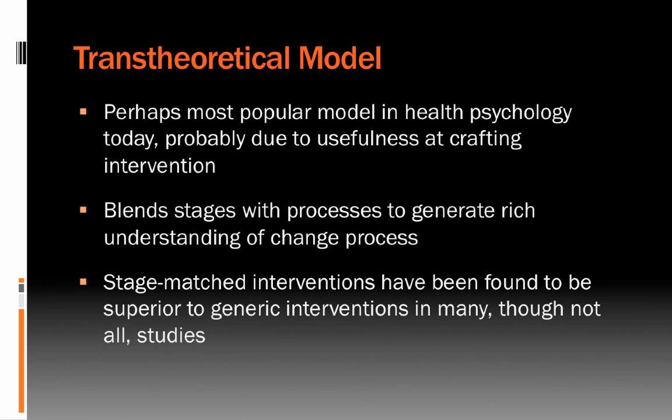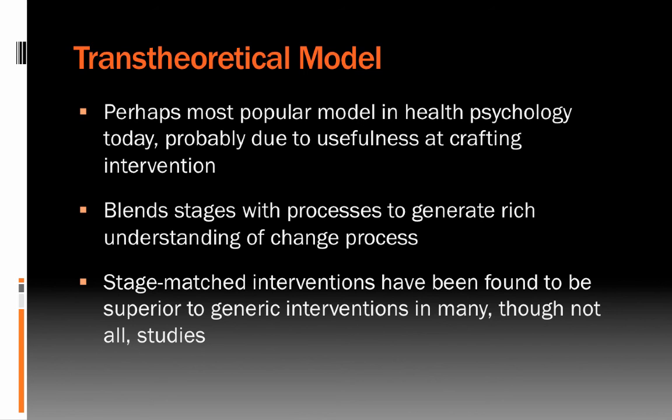So this model is, because it has a number of advantages, perhaps the most popular model in health psychology today. It is very useful at crafting interventions. The blending of those stages with the processes help generate rich understanding of the change process and how it unfolds. And it also gives us lots of input in how we might develop stage-matched interventions. What we mean by that is simply that we develop interventions that have the right information, that have the right strategy, that use the right processes to match to a stage that a person is in, to ideally help move them to the next stage and move them throughout the process.